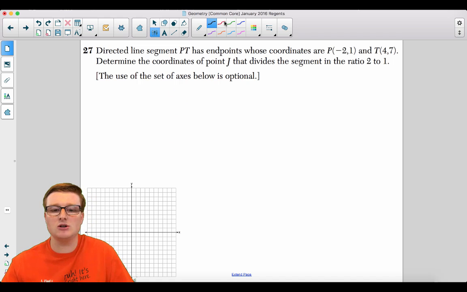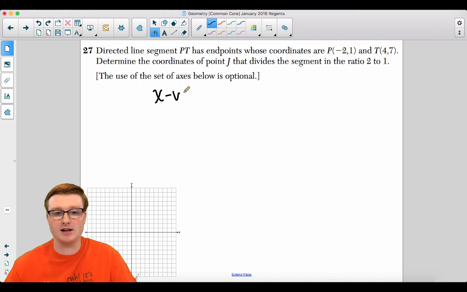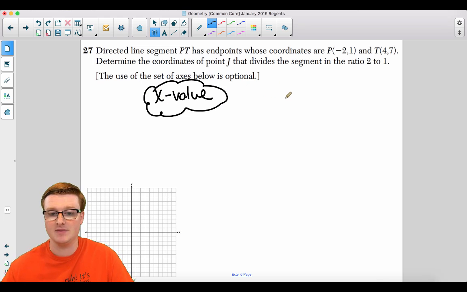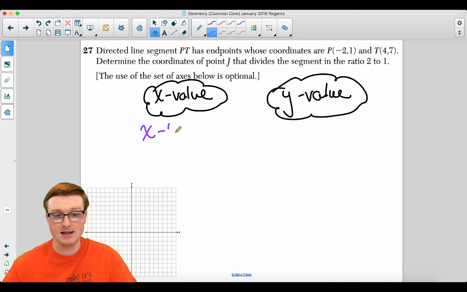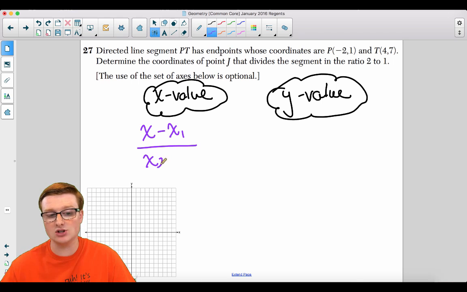So what I like to do is do it algebraically. I'm going to show you both ways. I'm going to do it algebraically, and then I'm going to show you graphically, because there was a graph on this question. So here's my x value, and here's my y value. Here are the equations to get these results. x minus x1 over x2 minus x is equal to the given ratio.